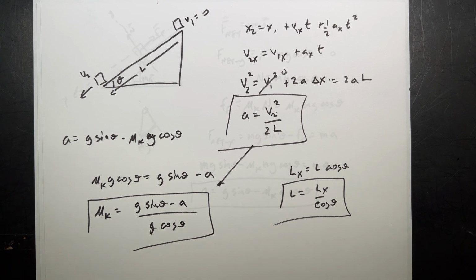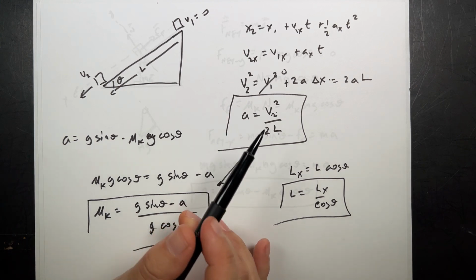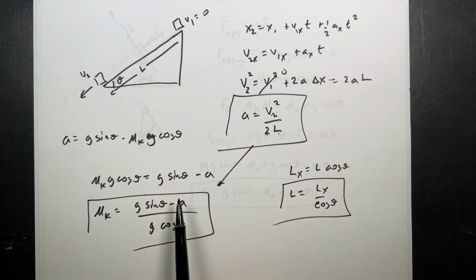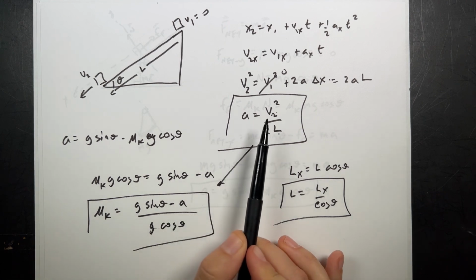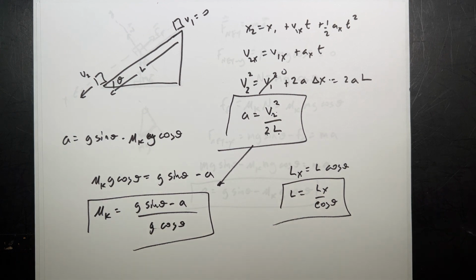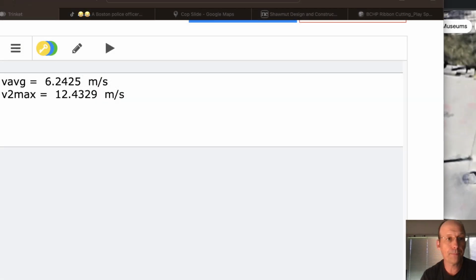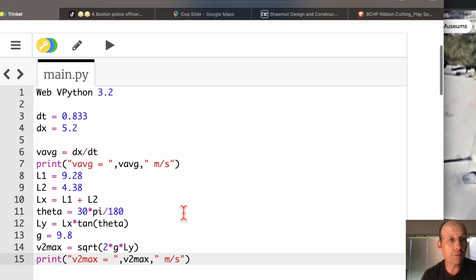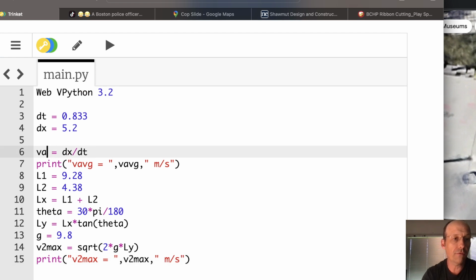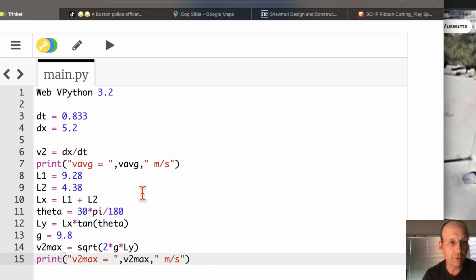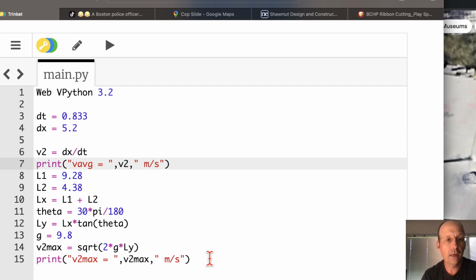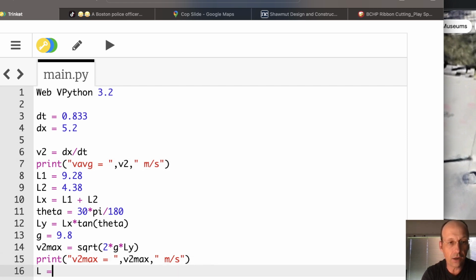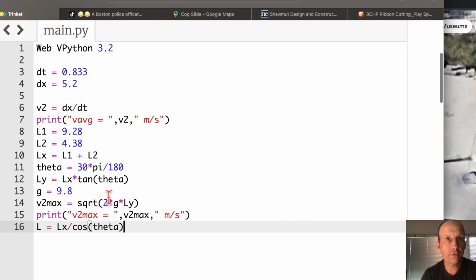Okay. Switching back to Python. And here's something that's nice with Python: I don't need to substitute that in. It'd make it a little messy. I just need that as a number, so I don't have to simplify it all the way. V average is what I'm calling it. I should call that V2, just to make it look like my calculations. Oh, and then I need to change this to V2 or it's going to get mad. And I need to calculate L. It's Lx divided by cosine theta.